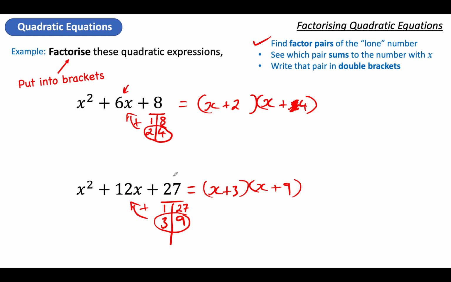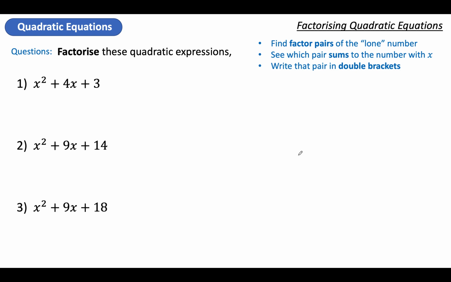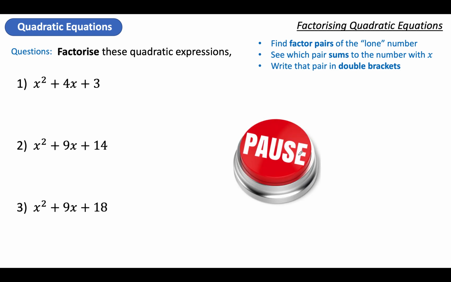Okay, so find a pair of numbers that multiplies together to make this number, and then look at which pair adds together to make this one, and then put it in brackets. Easy, huh? And that was all 3 of my stages done. So try it. Now you might need to go back and watch the video again, or you might be happy to carry on. I want you to pause the video. I want you to try these 3 expressions here. Let's factorise them into double brackets and see what we get. Okay, so pause the video now.